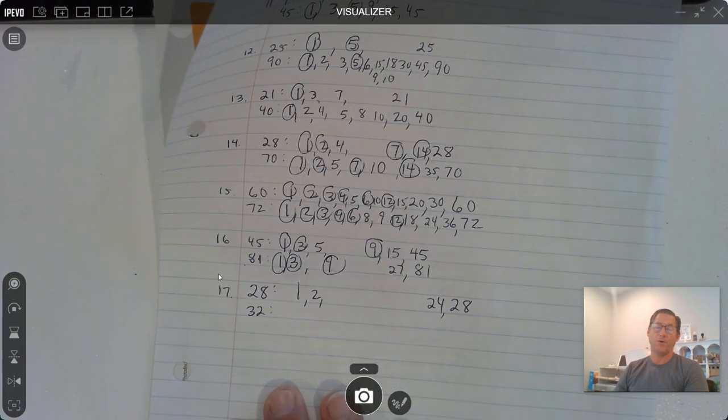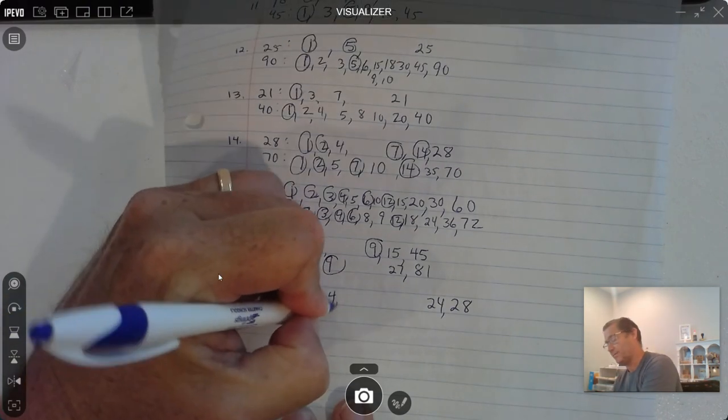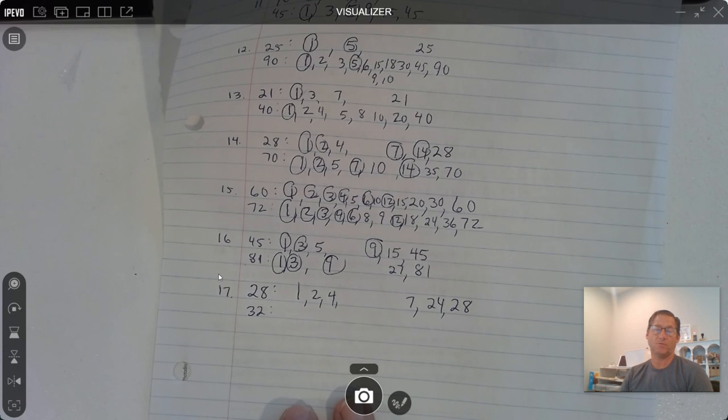Okay, will 3 work? No, because 8 plus 2 is 10. 10 is not divisible by 3. 4 is, because 4 times 7 is 28. 5 will not work. 6 will not work. And we already know 7 will. 8 will not work. 9 will not work.